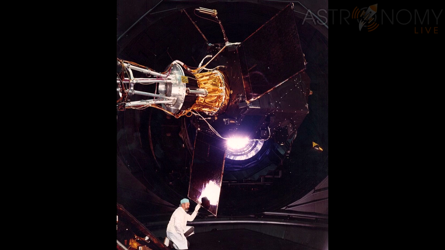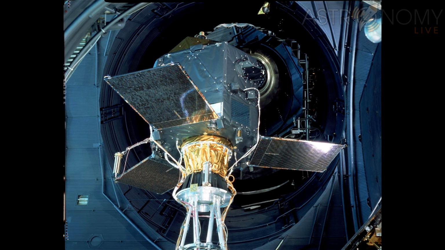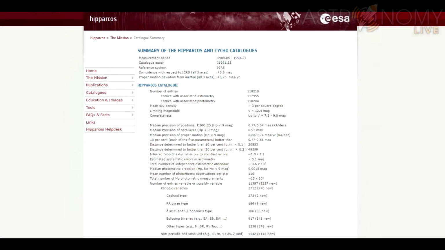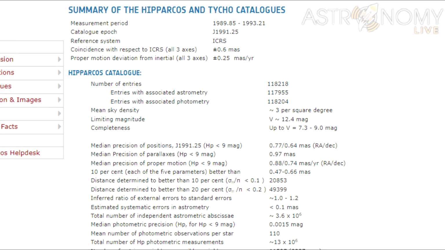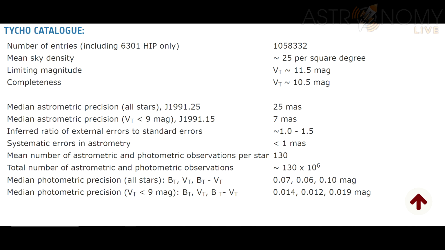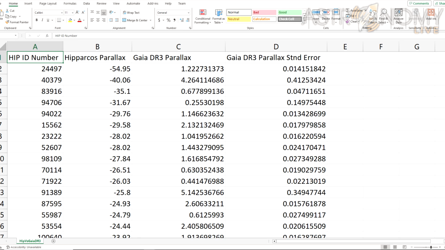This satellite was launched in 1989 by the European Space Agency with a mission to map the stars. Its main instrument cataloged over 118,000 stars, complete down to the magnitudes that we can see by naked eye. So every star that you can see at night with your naked eye, even under pristine conditions, was mapped by the main instrument of this satellite, measuring its precise position, proper motion, and parallax. Additionally, there was a less accurate instrument on this satellite that was used to map 1,000,000 stars, but with 20 times less precision.